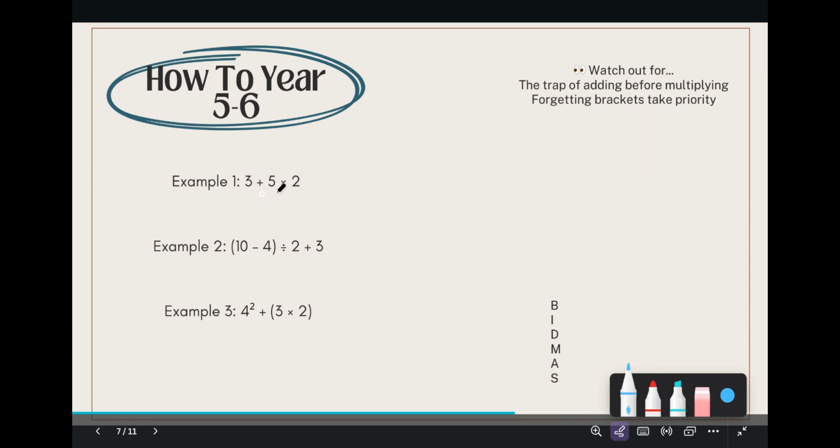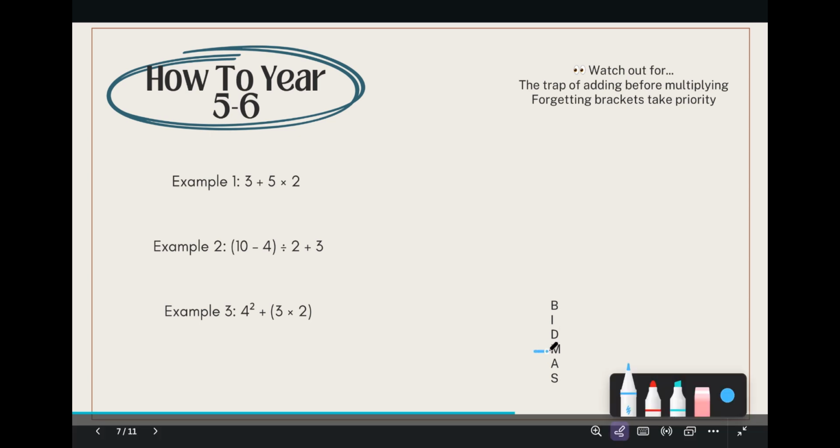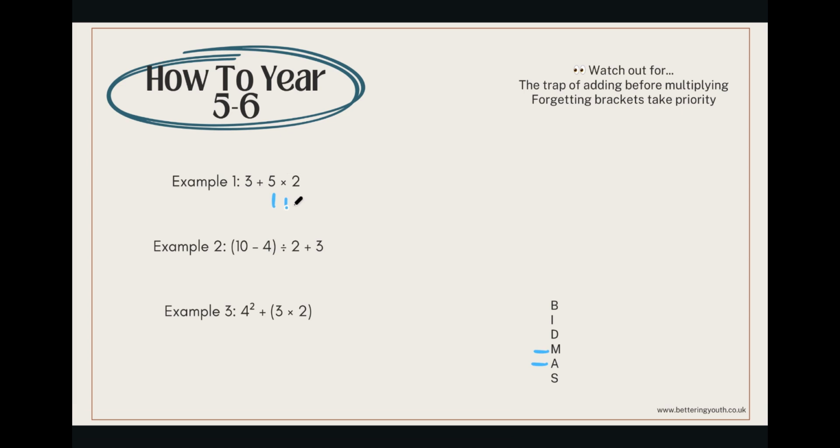3 plus 5 times 2. Now BIDMAS tells us that we have a multiplication here as well as an addition. Multiplication comes first. So 5 times 2 gives us our 10, and then we just rewrite whatever is left in the equation, and 3 add 10 gives us 13. So that makes our first question.